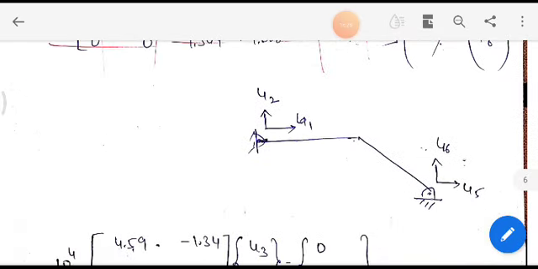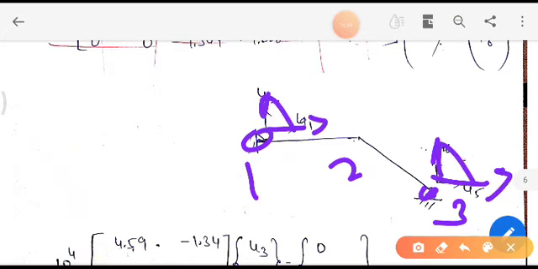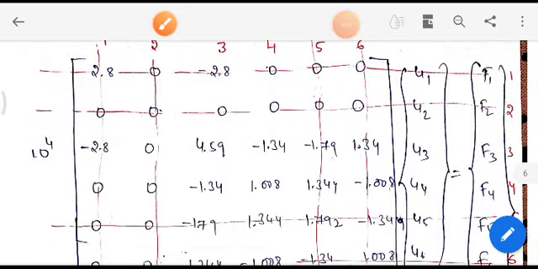Here if you see our earlier figure, here this is node 1, node 2, node 3, right? Node 1 is entirely fixed and node 3 is entirely fixed. So in node 1 we have displacements u1, u2, and in node 3 we have displacements u5 and u6. So we need to eliminate u1, u2, u5, u6. We need to eliminate u1, u2, u5, u6. That's what we have done here.